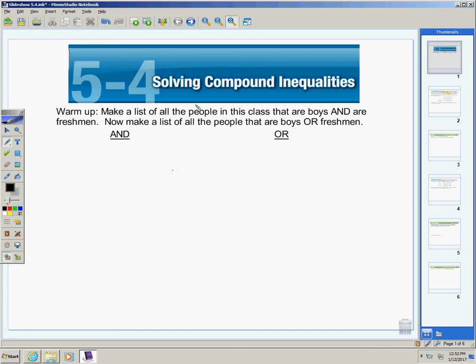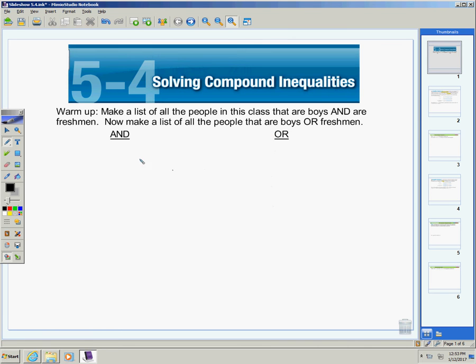Talking about solving compound inequalities. And for the warm-up, I want you to think of people in your class that are boys and freshmen. Okay, and you don't have to make a list of everyone, but just jot down a few names. And then make a list of all the people that are boys or freshmen.